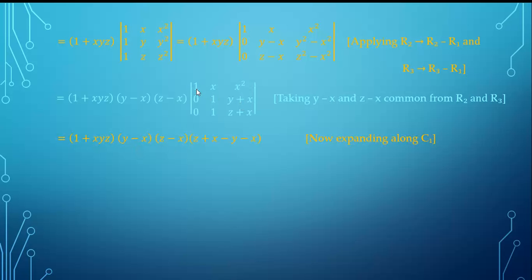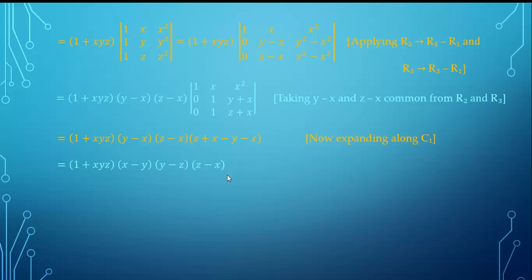Now again we expand this along C1, so we only have to hide the first row and the first column, so it becomes z plus x, y plus x. So now according to that we have (1 + xyz)(x − y)(y − z)(z − x).